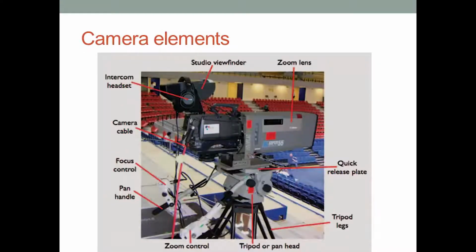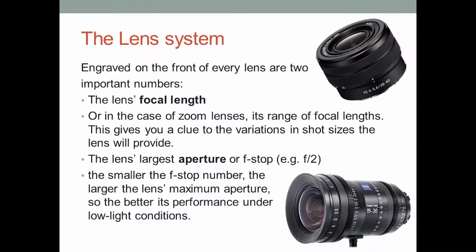For a multi-camera, you can find an intercom headset, a camera cable, a focus control, a pan handle, a zoom control, a tripod or a pan head, tripod legs, a quick release plate, a studio viewfinder, and a zoom lens. We will look at the lens system.